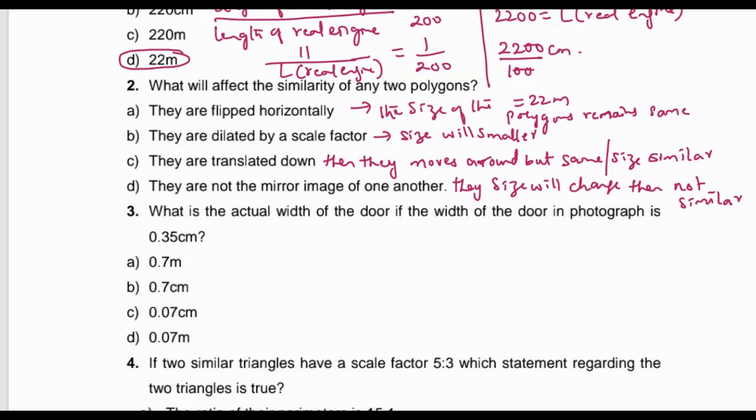Okay. So here, what will affect the similarity of any two polygons? So here, the answer is the fourth one, that it says they are not the mirror image of one another. If they are not a mirror image, the size will change and then there will not be similarities in the triangle or polygons. Then next one is, what is the actual width of the door if the width of the door in photograph is 0.35 centimeter.